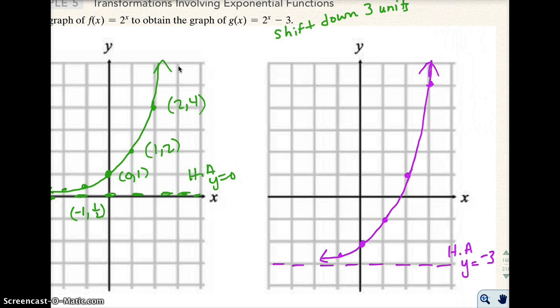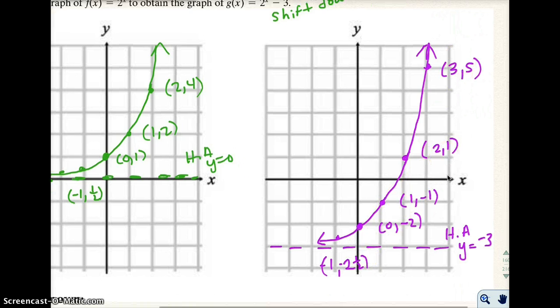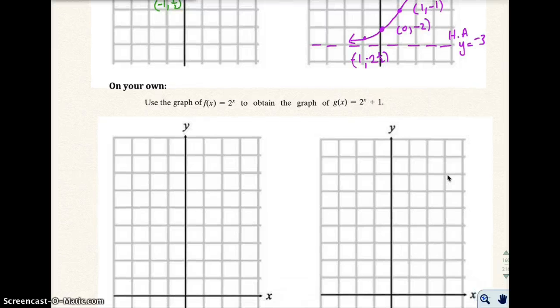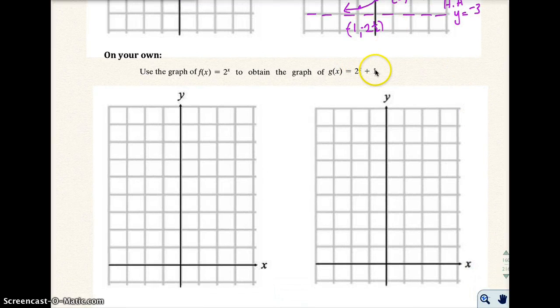And I'm going to label a couple points here to be 3, 5, 2, 1, 1, negative 1, and then 0, negative 2. This would be negative 1, and then negative 2.5. Again, if you don't want to deal with fractions, just label the points here, it'll be fine. Okay, so on your own, go ahead and use the graph of 2 to the x to obtain 2 to the x plus 1. And I'll go ahead and pause the video and then restart it, and you can check your answer.